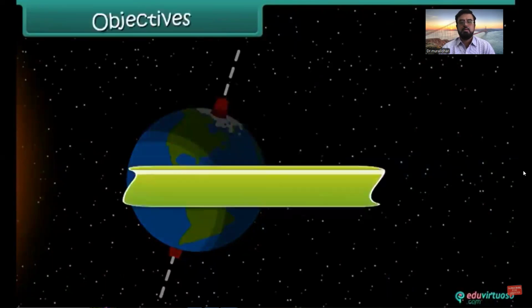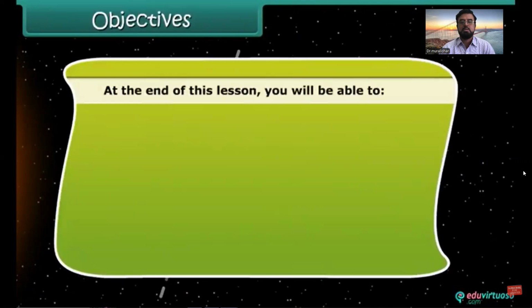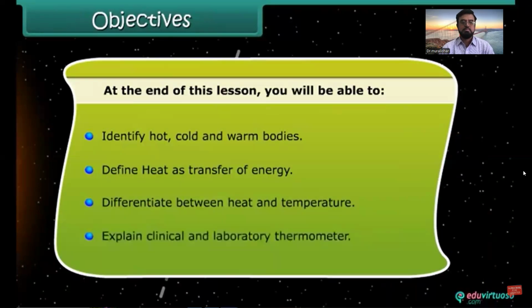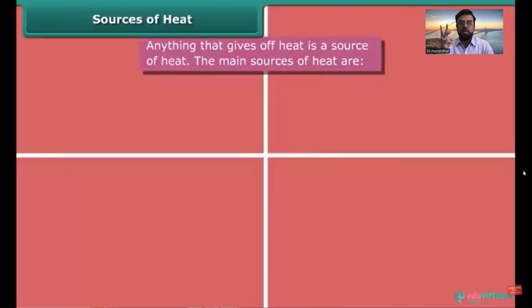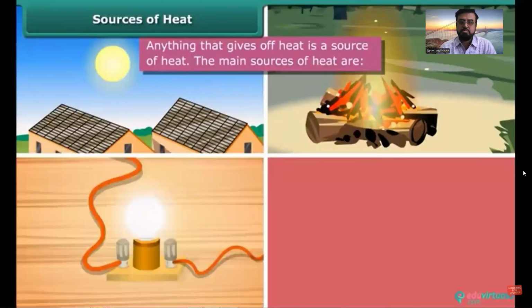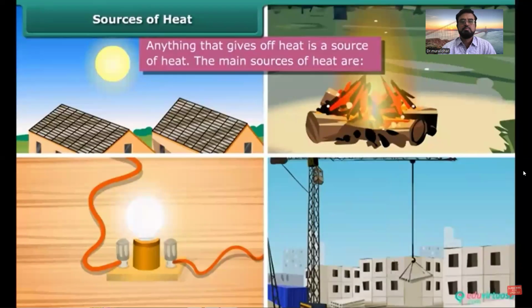Objectives. At the end of this lesson, you'll be able to identify hot, cold, and warm bodies, define heat as transfer of energy, differentiate between heat and temperature, explain clinical and laboratory thermometer. The sun, burning fuels, electricity, and mechanical work are sources of heat.